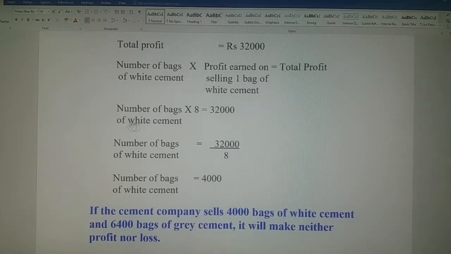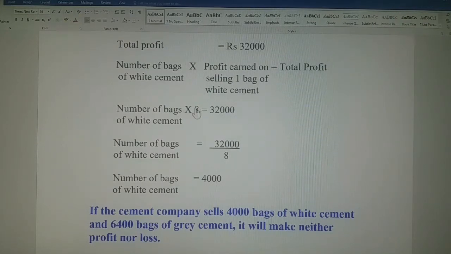So number of bags of white cement we have to calculate using the formula. Number of bags of white cement sold multiply by profit earned per bag of white cement sold. That is 8 rupees. So number of bags of white cement into 8 rupees profit, the total profit will be 32,000.